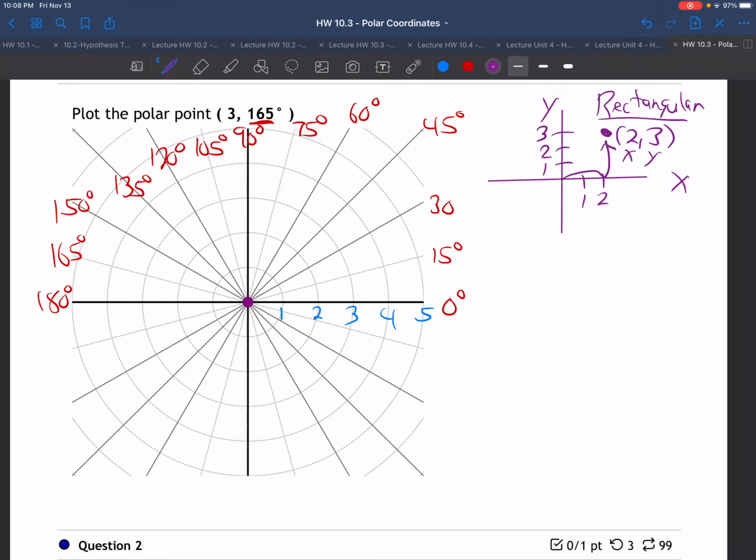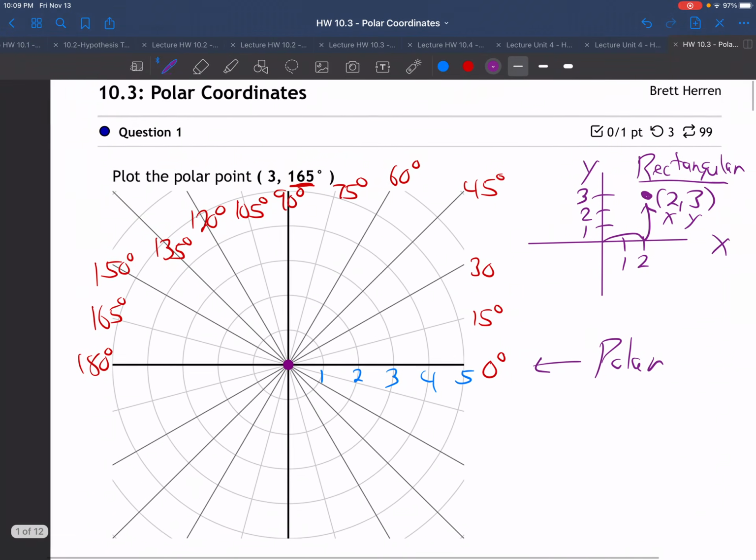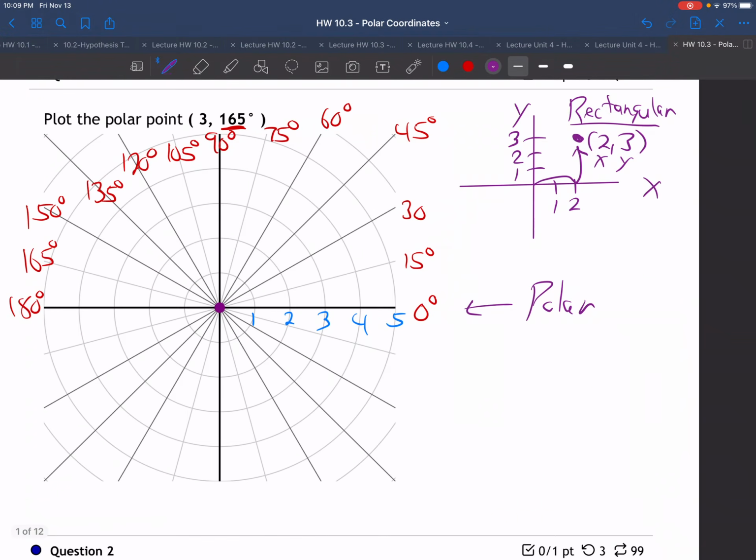Well, another, different system is called the polar graph system. This is the polar system. We're going to do polar coordinates now. We start right here at the center, right at the origin. We call that the pole in the polar system, but it's the origin, same thing.